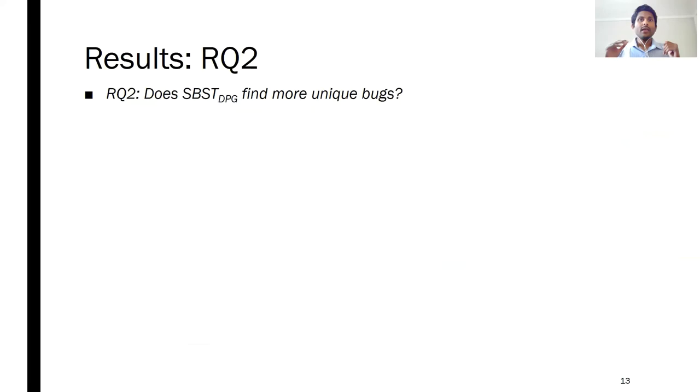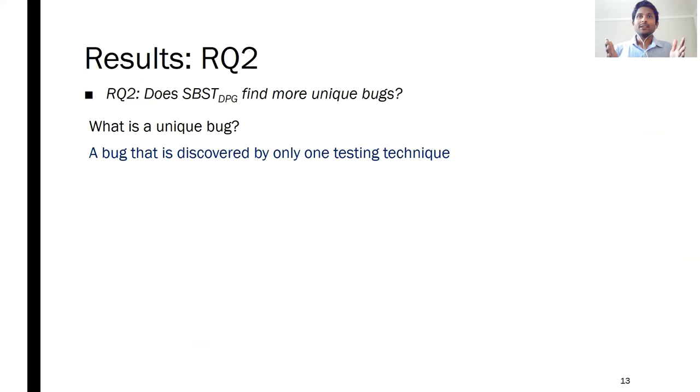In the second research question, we are interested in unique bugs. So, what is a unique bug again? A unique bug is a bug that is only detected by one approach, but not the other. We consider these bugs are harder to find.